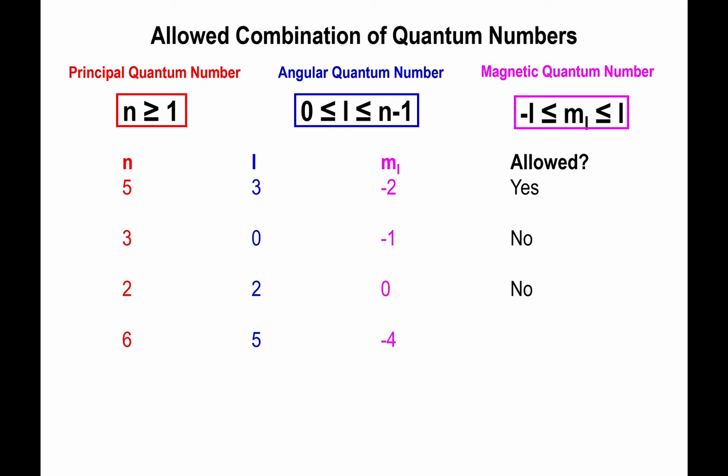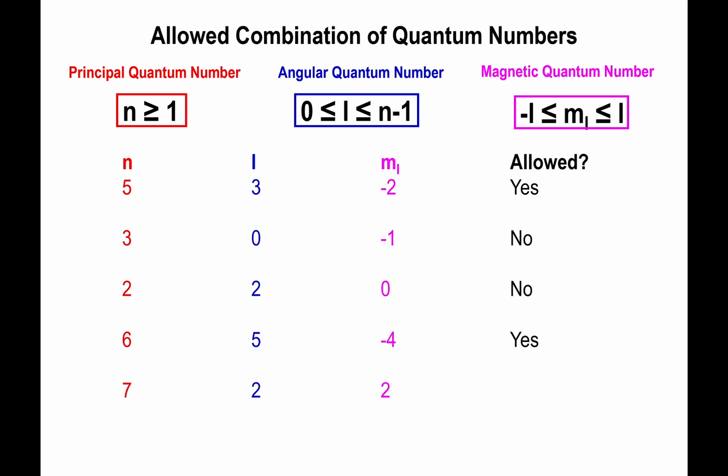All right, here goes another one. If n equals 6, we know that L can go up to a value of 5. The value of L is exactly 5, so that's perfect. That's allowed. If L is 5, m sub L can go from negative 5 to plus 5, and negative 4 falls within that range. So this is indeed an allowed set of quantum numbers.